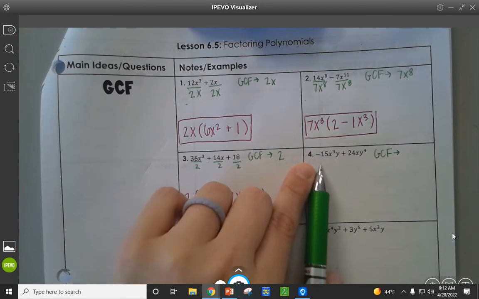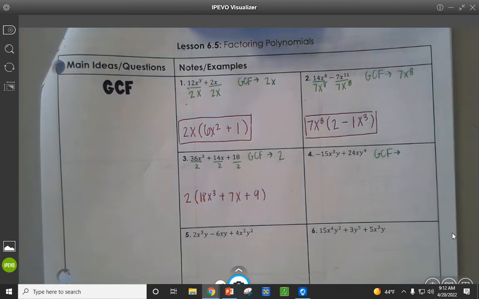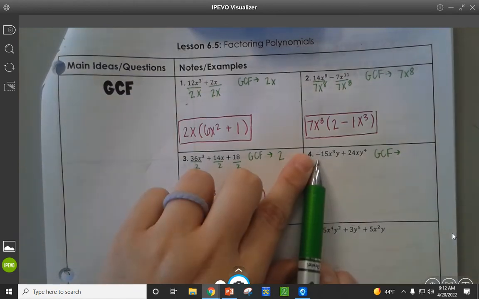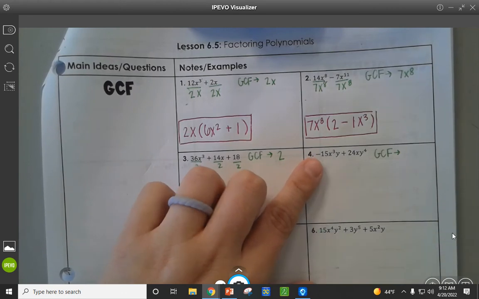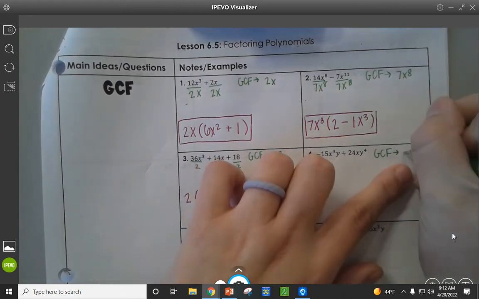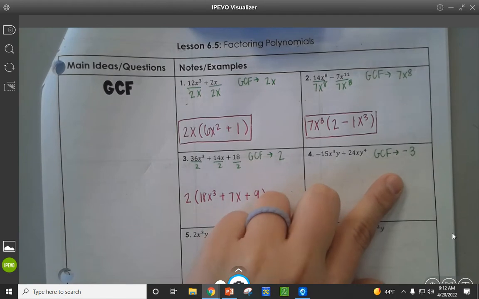Look at your numbers first. What can you divide 15 and 24 by? I'll talk about that in just a minute. What can you divide 15 and 24 by? 3. Can you divide them by anything else? No. So it's 3. If your very first term is negative, we want to divide by negative 3.